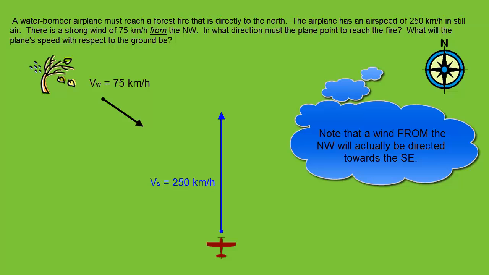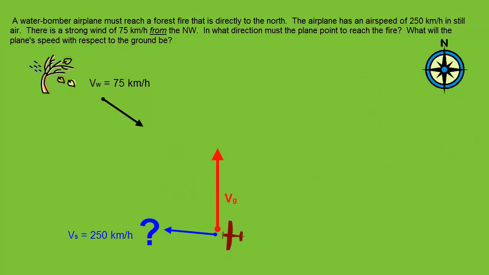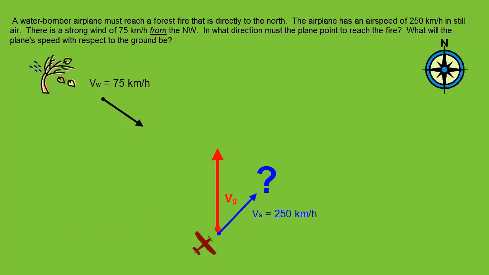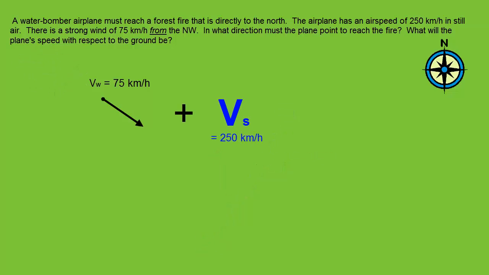And we're trying to figure out what direction our plane must point so that he ends up moving along a straight line represented by that red Vg, velocity with respect to the ground. We want him to end up straight. Now we know that his overall velocity is simply the velocity of the wind combined with the plane's still air velocity to make velocity with respect to the ground, as shown by the equation.